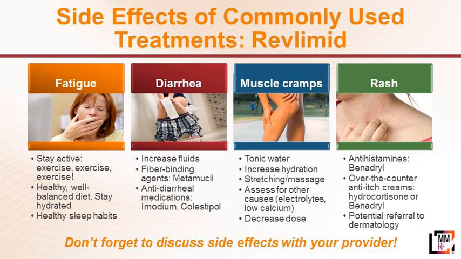Muscle cramps are also very common, so you can try tonic water. We also have some patients that have had success with drinking pickle juice, increased hydration, stretching, massage, and assessing for any other causes, such as electrolytes, having a low calcium, and we may need to decrease the dose because of these. Also, a rash is very common, especially in the first couple cycles of Revlimid.